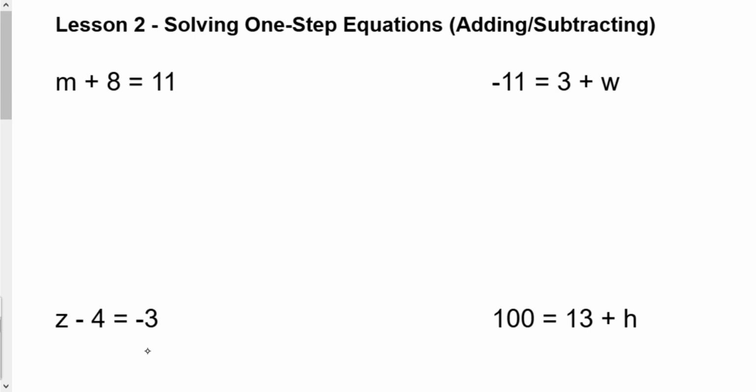So you don't run into that with multiplication and division. Are we clear on that? You don't run into that. It's easy with multiplication and division. If it's multiplying, we divide. If it's dividing, we multiply.